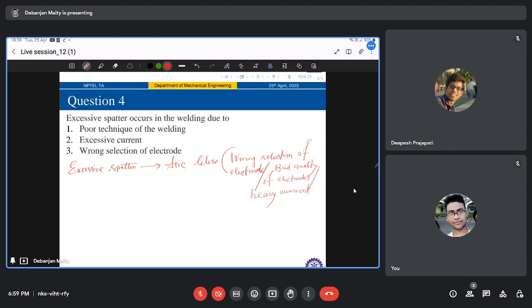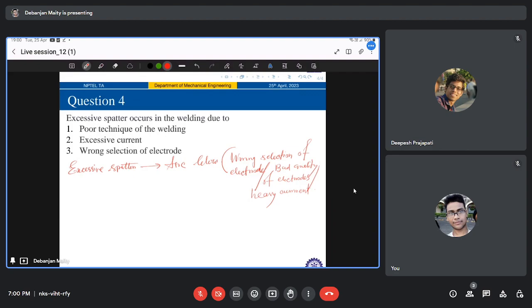So this excessive spatter occurs because of poor technique of the welder also. You can have prevention of the spatter by suitable coating to the metal adjacent to the weld, right? That way you can avoid this excessive spattering.